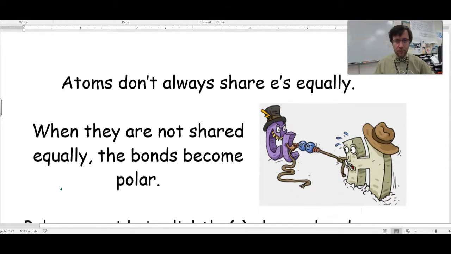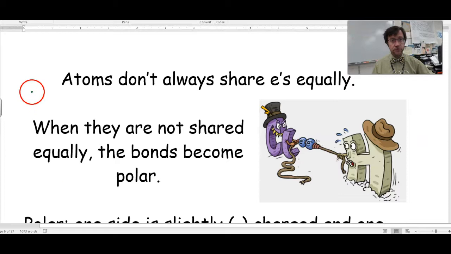Because why would anything be simple? And nothing's simple. Not in life, not in humanity, not in the people world, not in the atomic world. Because look, atoms do not always share equally. Neither do you. I mean, anybody with a brother or a sister knows that we humans do not share things equally.